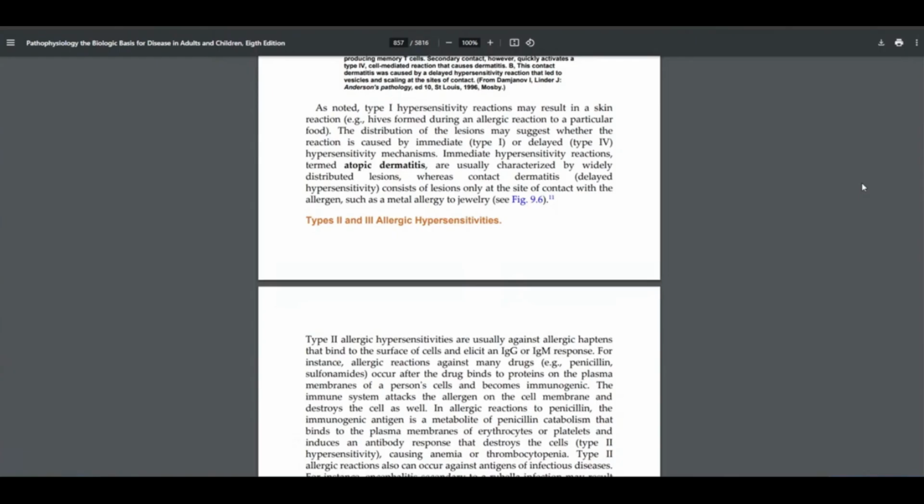As noted, type 1 hypersensitivity reaction may result in a skin reaction. Hives formed during an allergic reaction to a particular food. The distribution of the lesion may suggest whether the reaction is caused by immediate type 1 or delayed type 4 hypersensitivity mechanism. Immediate hypersensitivity reactions termed atopic dermatitis are usually characterized by widely distributed lesions, whereas contact dermatitis, delayed hypersensitivity, consists of lesions only at the site of contact with the allergen, such as a metal allergy to jewelry.